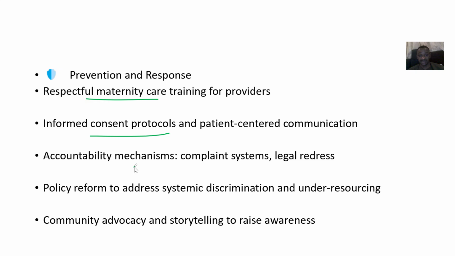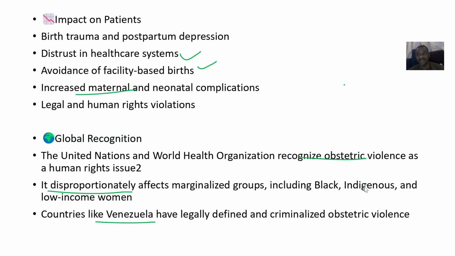Accountability mechanisms. So legal redress. Legal systems should be brought in for this. Policy reform to address these discriminations. Community advocacy, storytelling to raise awareness. Of course, the pregnant women too should know that this is actually their right. This can even help them advise their children, their daughters, and all.